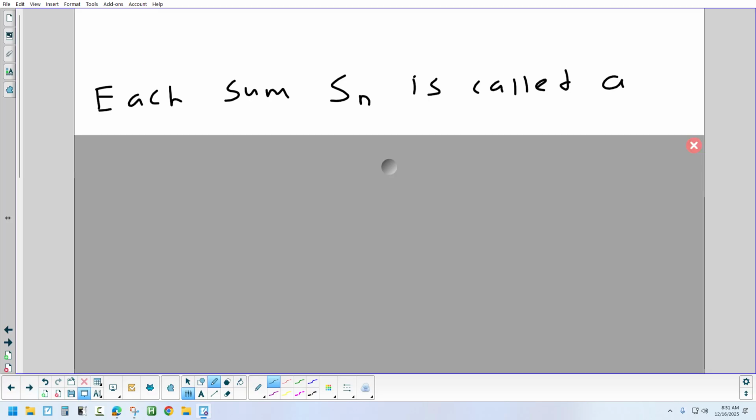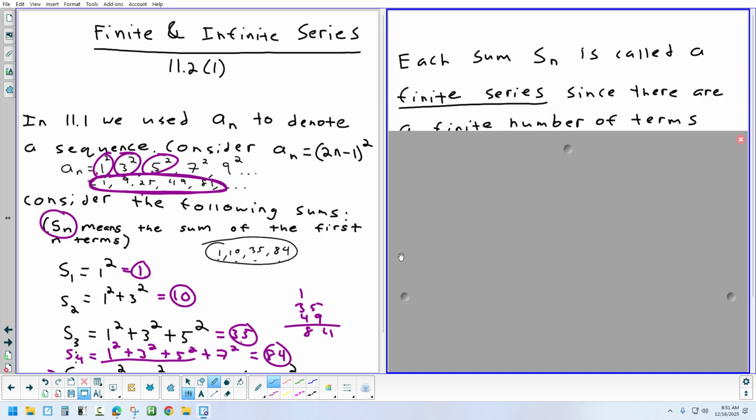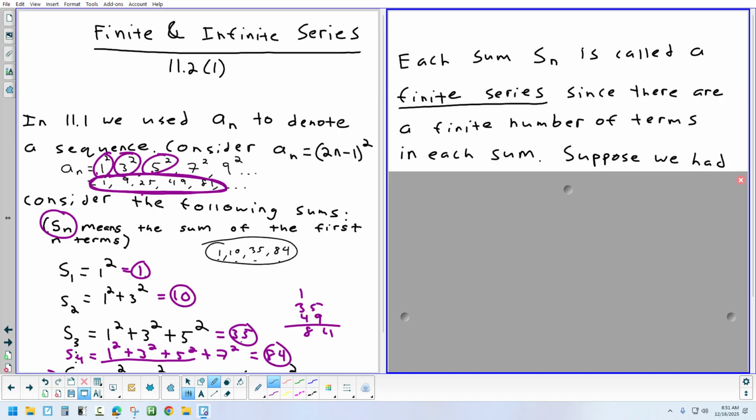So each one of those things that we just found, that is called a finite series. Finite means that it has an end to it. Okay? S1, you're adding up the first 1 terms. S2, you're adding up the first 2. S3, you're adding up the first 3. Finite means there's a certain amount of things you're adding together. It's not going on forever. It's stopping.